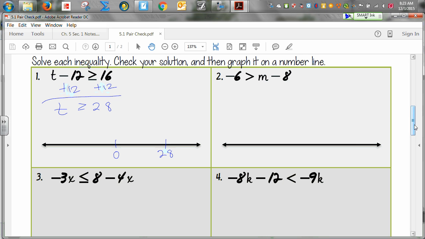Now, open dot. Is my variable on the correct side? Yes. Is it on the left hand side? Yes. So can I follow the direction rule? Yes. Okay, so open or closed dot on 28, going to the right, going that direction.